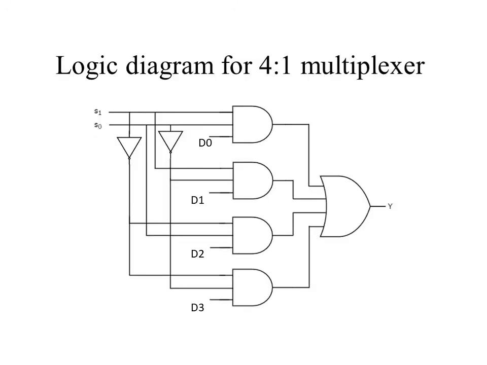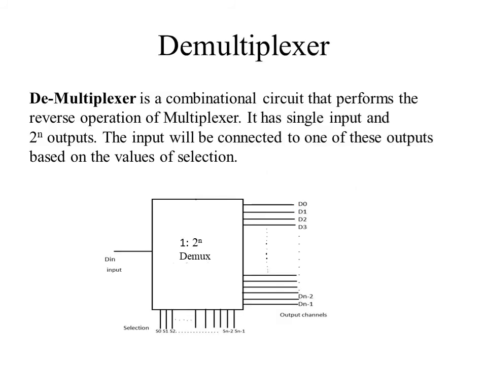Depending on the expression for 4 cross 1 multiplexer, its logic diagram can be implemented, which is as shown. The next combinational circuit is demultiplexer. Demultiplexer performs exactly the reverse operation of multiplexer. It has a single input line and 2 raised to n output lines. The output of demultiplexer also depends on select lines.